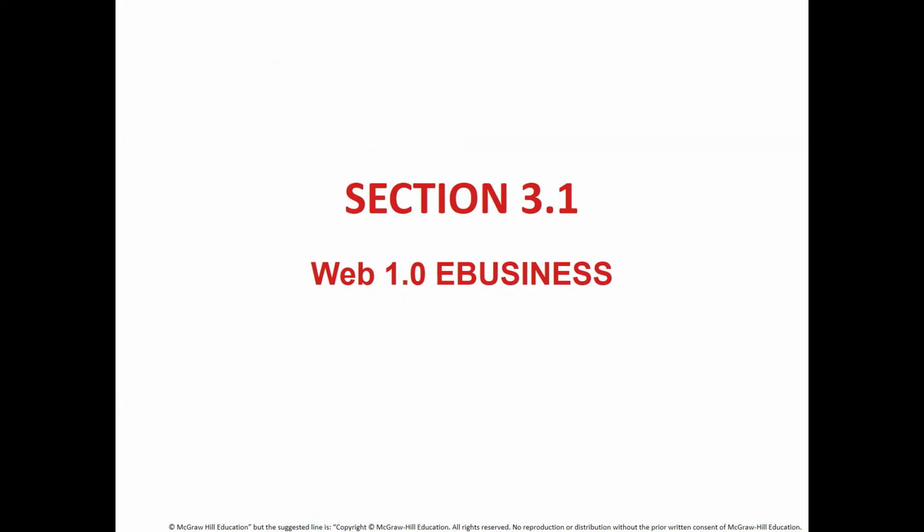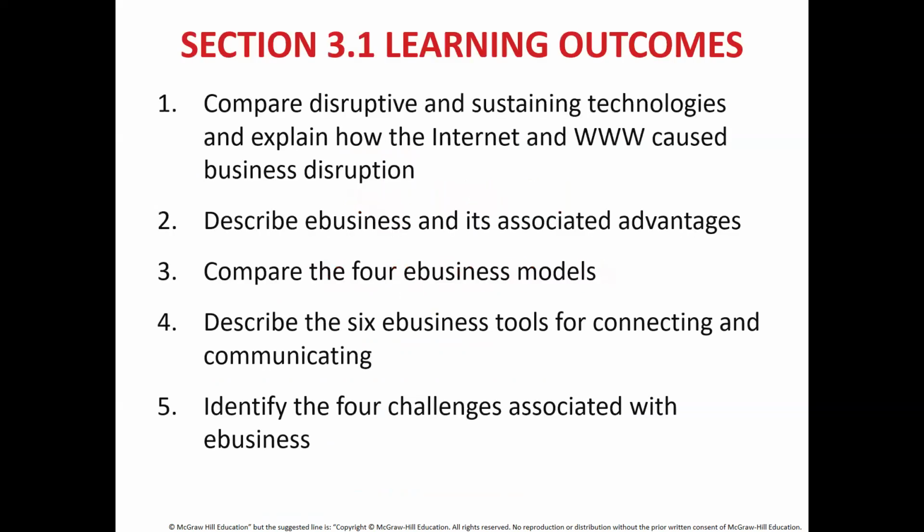Web 1.0, e-businesses. The learning outcomes for section 3.1 is compare disruptive and sustaining technologies and explain how the internet and the World Wide Web cause business disruption.